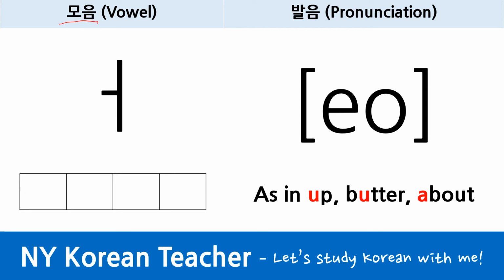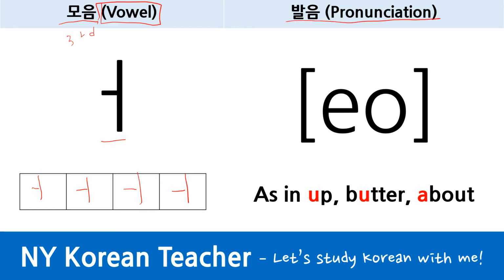모음, vowel. This is the third vowel. 어. Okay, write it down on your notebook or blank paper. 어, 어, 어, 어.